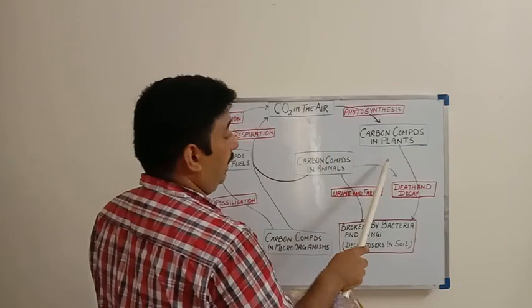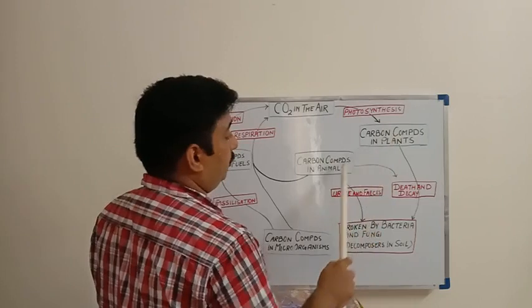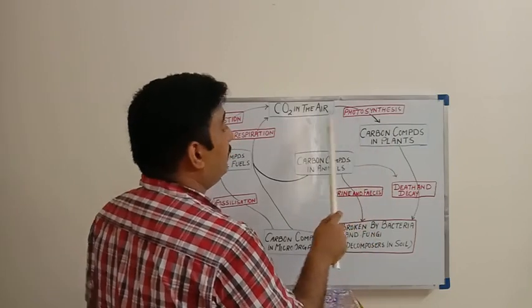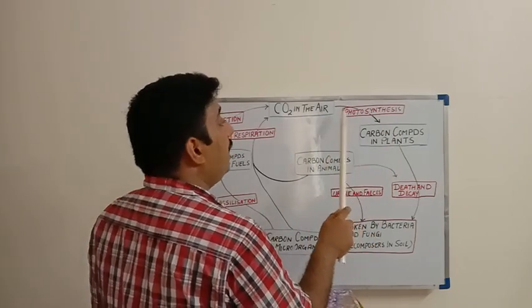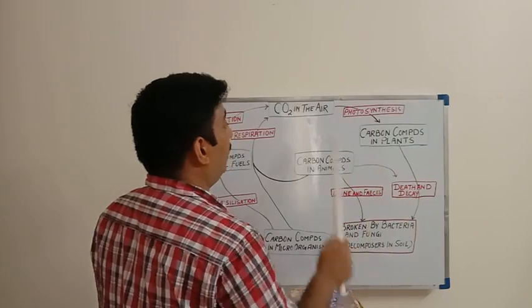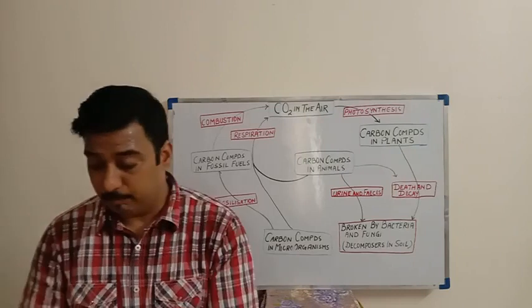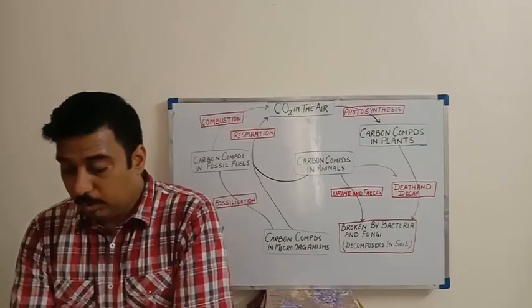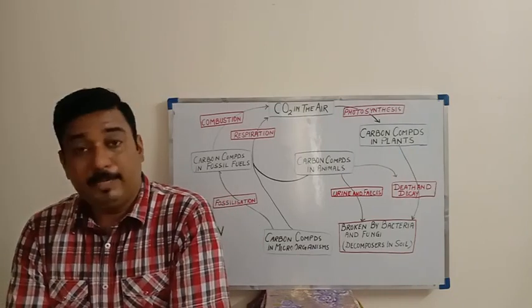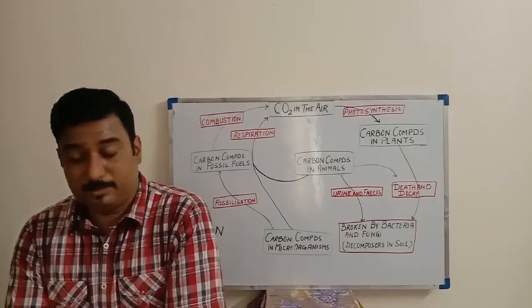Most of the atmospheric carbon dioxide, as we all know, will come into the plants, and from the plants to the animals, by the process of photosynthesis. Means carbon dioxide fixation will take place by the process of photosynthesis, where carbon dioxide is converted into carbon compounds or the organic molecules. Most of the carbon dioxide enters the living world through the process of photosynthesis.